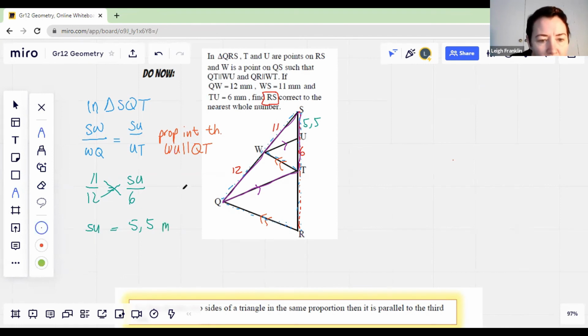Okay, so now I need someone to make me a proportion so that I can solve TR. Okay, Christian, you're saying triangle SQR and SWT. Okay, you can't work in SWT, Christian. Why not? Why can't you work in SWT? You're right about SQR, but why are you wrong about SWT?